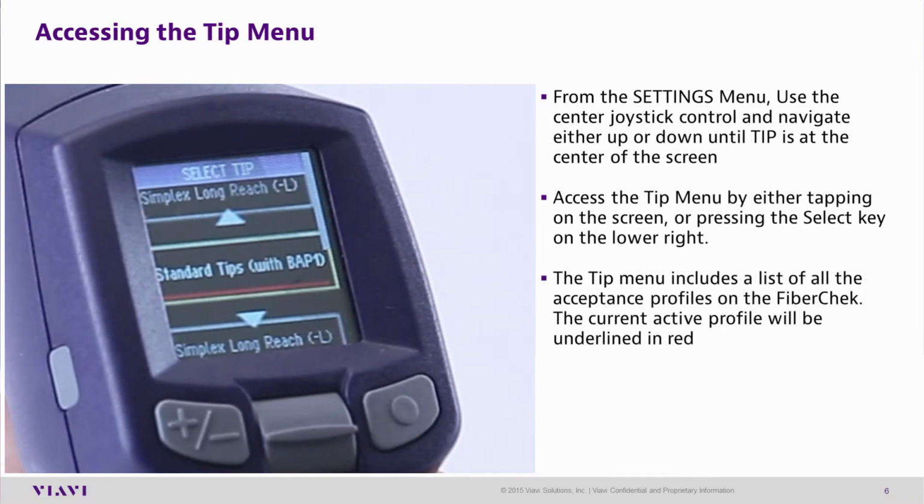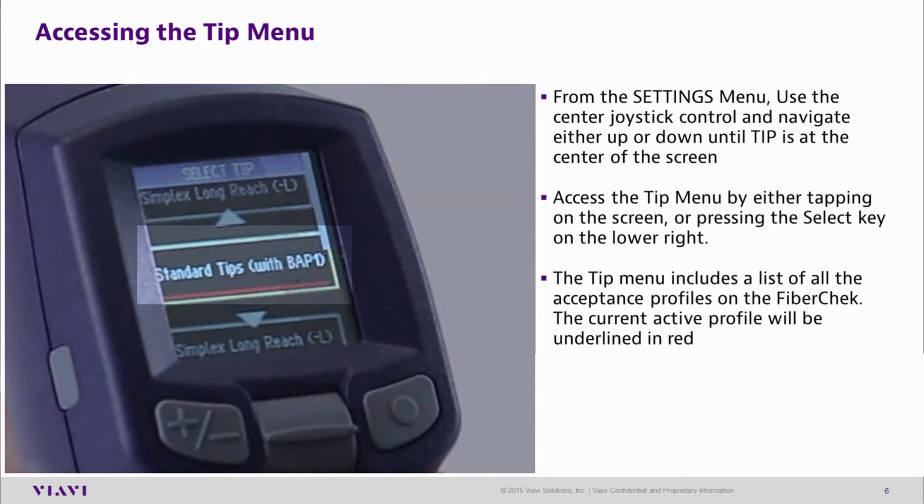Tip menu includes a list of all acceptance profiles currently loaded on your FiberChek probe. The current selected tip will be underlined in red.